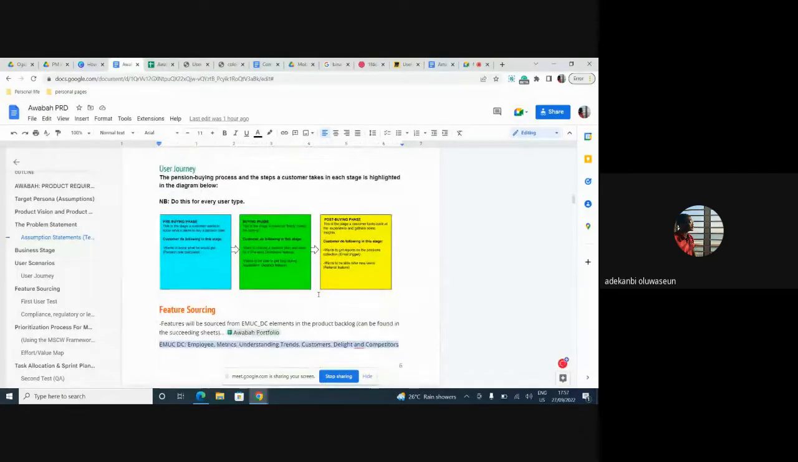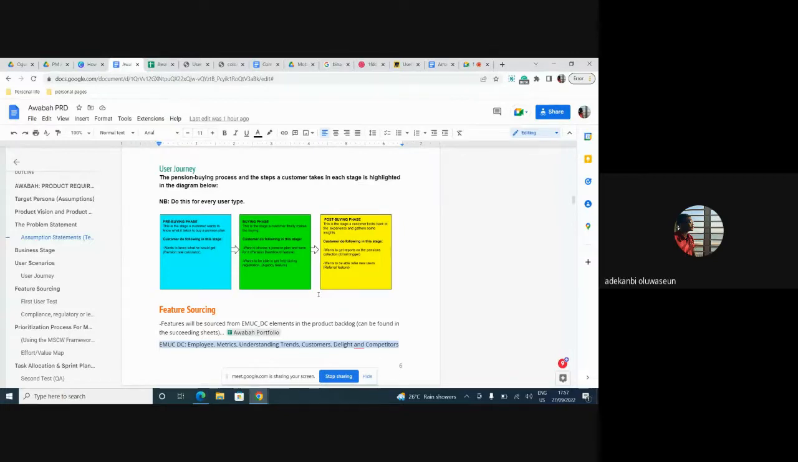Now, the next important thing is the user journey, right? As a product manager, you hear this a lot. Oh, work on the user journey. Give us the user journey. Now, what the user journey essentially tells you is you are mapping out the flow of three very important things.